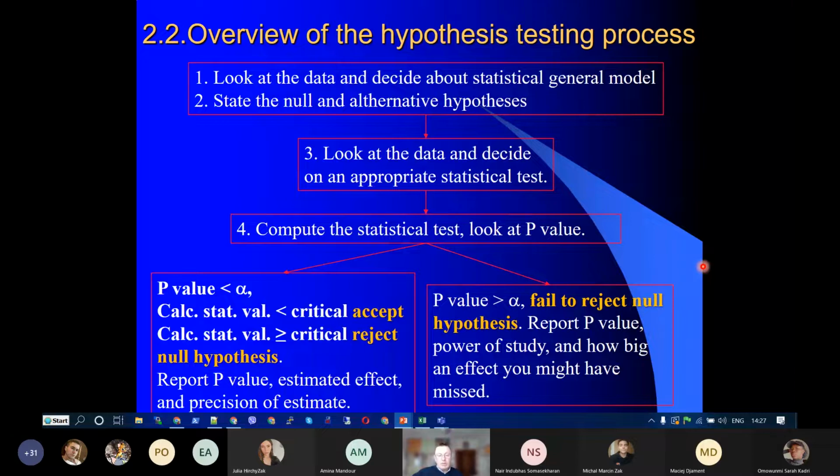And then we compute the statistical test as well as the significance value. We compare it to the so-called alpha level, which has to be 5% or less. In modern research, it's even a fraction of a percent. Then we make a decision about whether we accept or reject the null hypothesis. In the case of a p-value less than alpha, we have a significant result, and we make a decision about rejecting the null hypothesis.